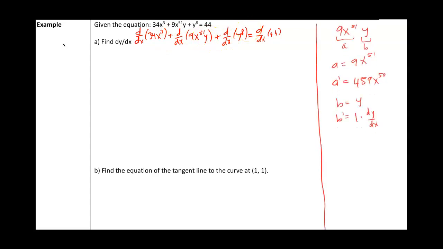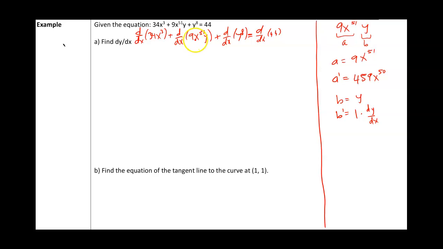So we want to find dy dx first. So I want to take the derivative with respect to x of all the terms. So 1, 2, 3, 4. I take them of all 4 terms. Then I notice that I have a product rule. I have 9x to the 51st times y.